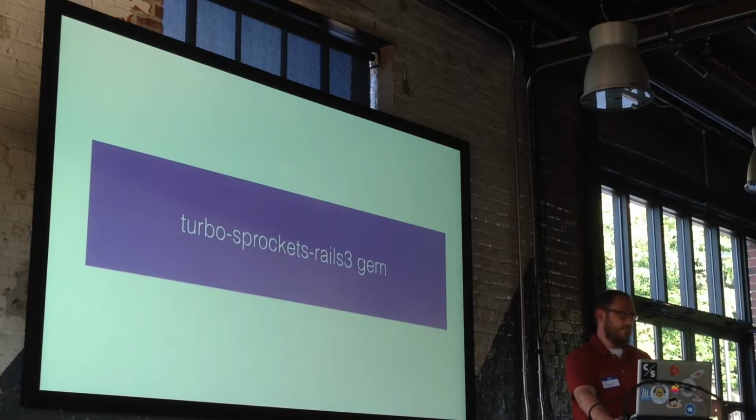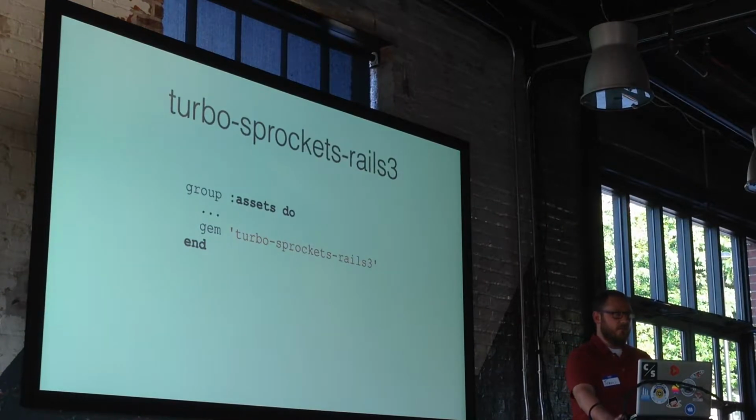So it might be solved in Rails 4, I don't know. And basically what TurboSprockets Rails 3 does is, to use it, you just add it to your assets group in your Gemfile. And the first time you run assets compile, it creates a manifest file that maps your source files to their hashed fingerprint compiled files.